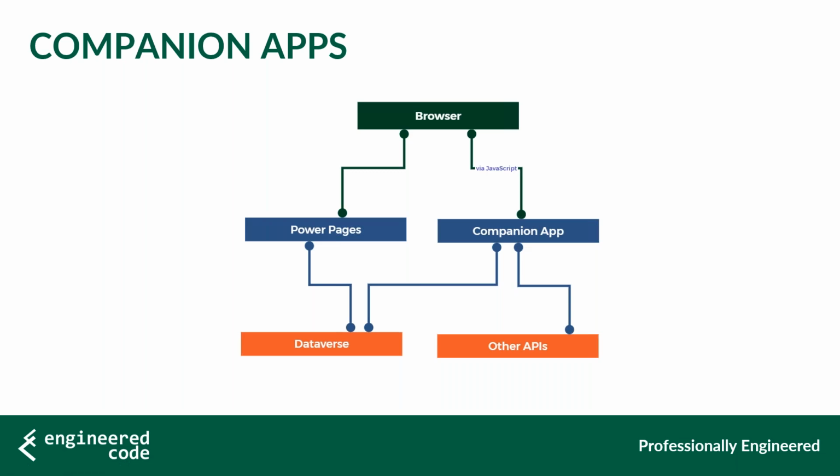It can talk to Dataverse. It can talk to other APIs. There's really no limit to what you can do in your companion app. It's a service that you build yourself. You host it yourself, host it in Azure, host it wherever you want. But it's custom server-side code that you maintain, and you interact with it by using JavaScript on Power Pages. So that's kind of what the idea of a companion app is.